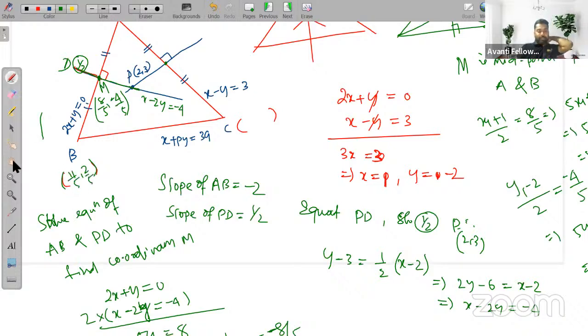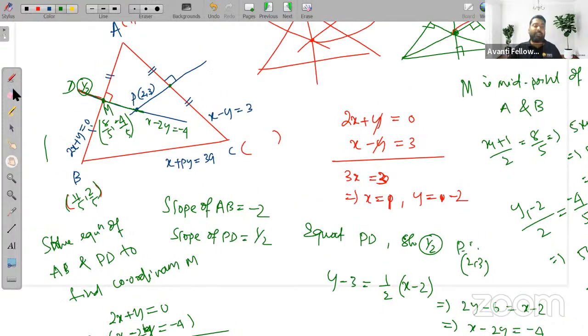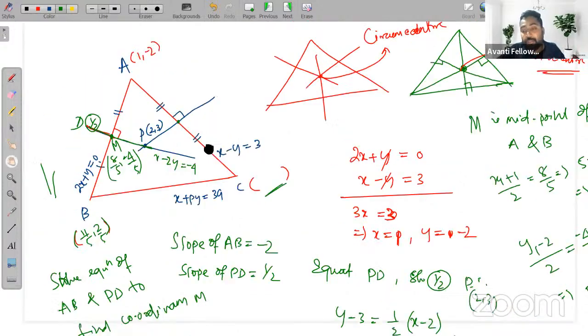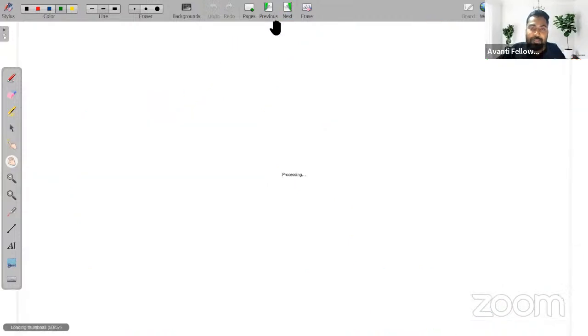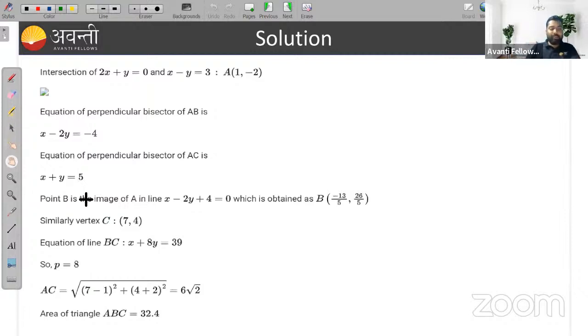So similarly, in the similar process, you can find the coordinate of C also. When you find the coordinate of C, you will be able to find the length of AC, and also the area of the triangle. And this is the solution here. It is given: the length of AC will be 6 root 2 and the area will be 32.4.